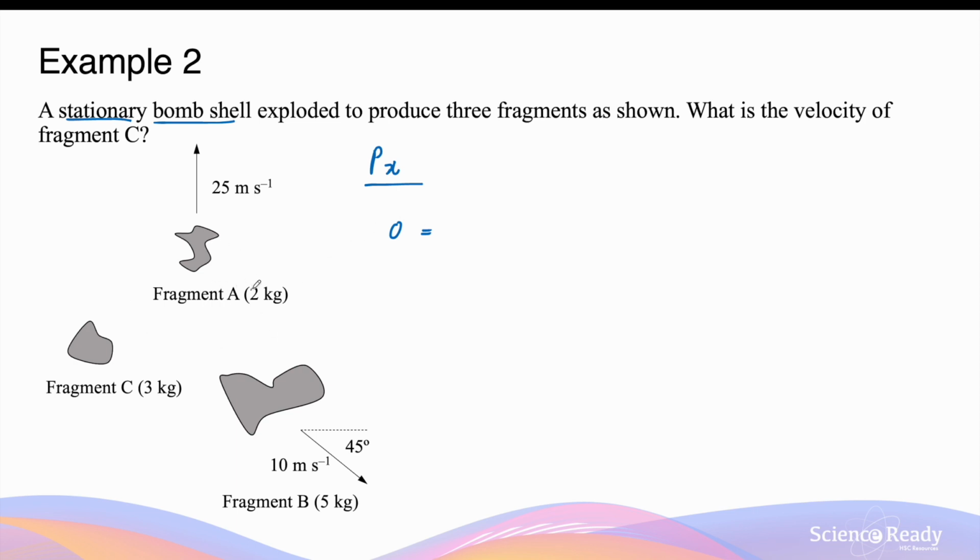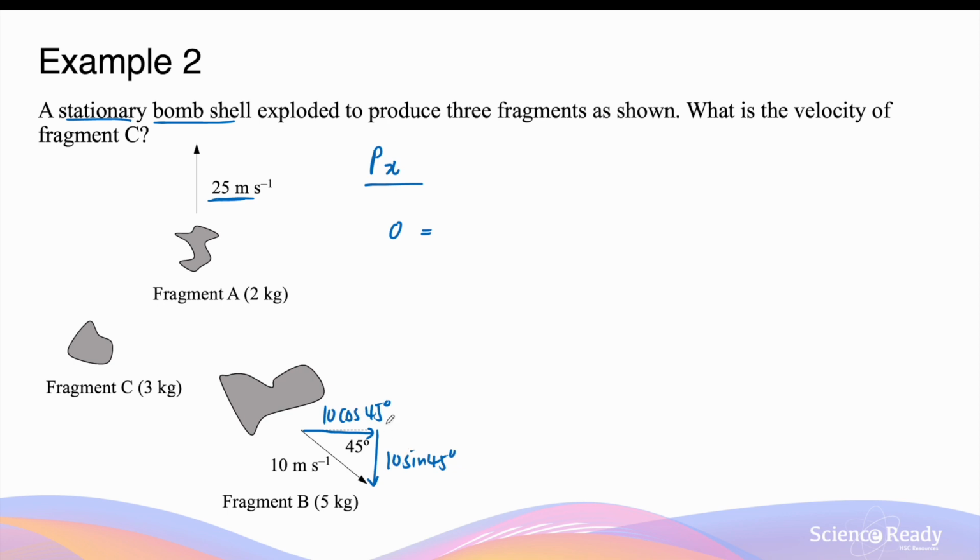So we can say 0 is equal to the total momentum in the x direction of all the 3 fragments combined. For fragment A, the momentum after the explosion will be 0 because its velocity of 25 meters per second is heading upwards strictly in the vertical direction. For fragment B, it is moving at an angle of 45 degrees below the x-axis. So we can resolve this velocity vector into its horizontal and vertical components. The velocity in the x component will be 10 cosine 45 degrees, and the velocity in the vertical component heading downward will be 10 sine 45 degrees.